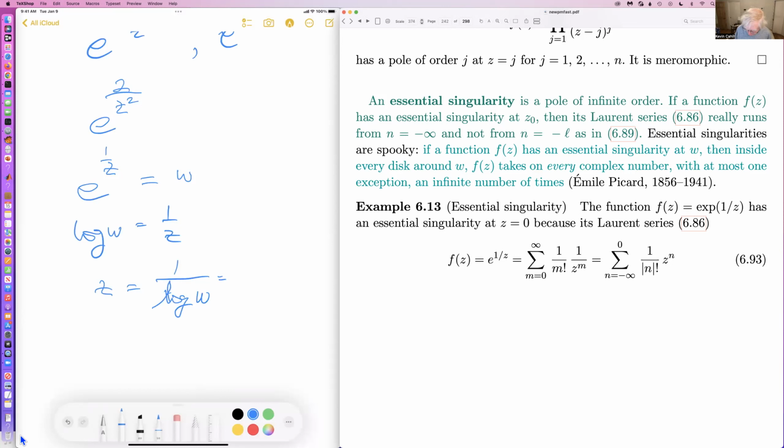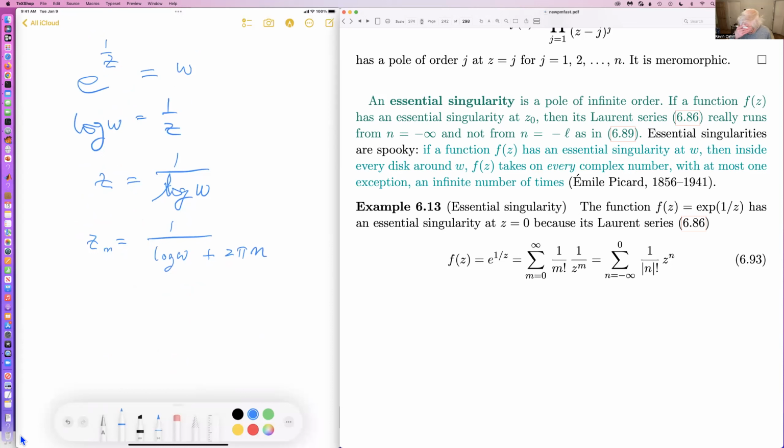Well, the different values of z are here. We can say z_n is 1 over the ordinary log of w plus 2 pi n. How do I want to say this? Log of w.